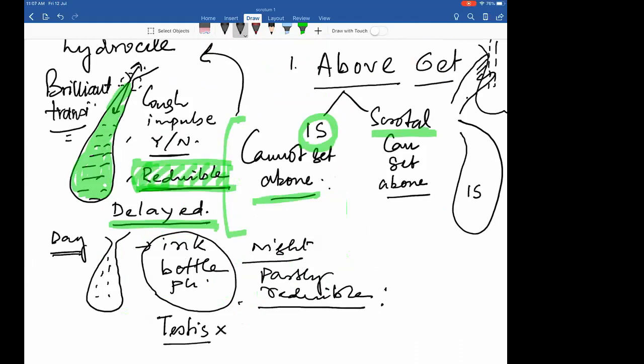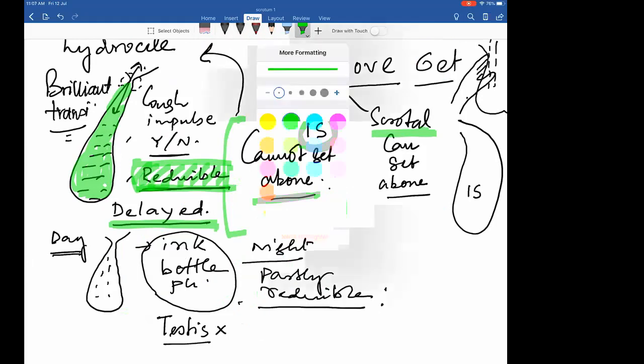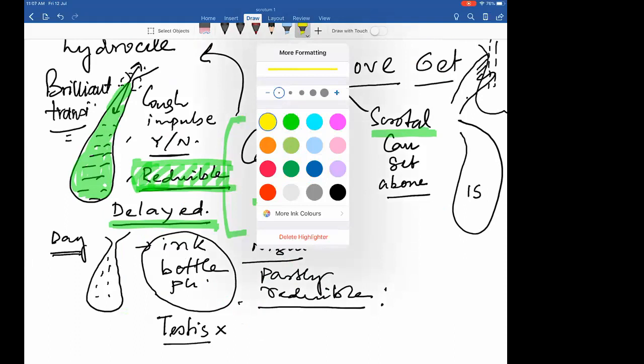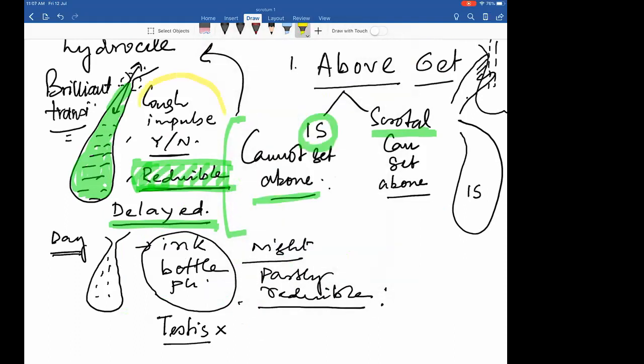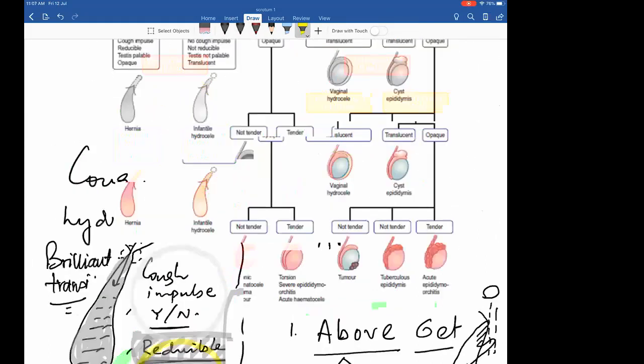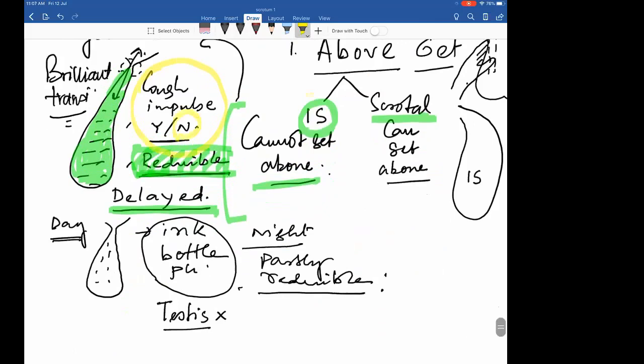So I will again repeat, should you have a cough impulse? The answer for this is usually no, but yes, maybe. Number two, is it reducible? Usually not. I will again repeat the facts.